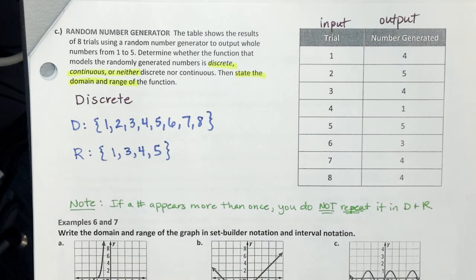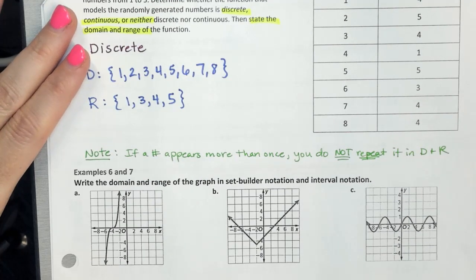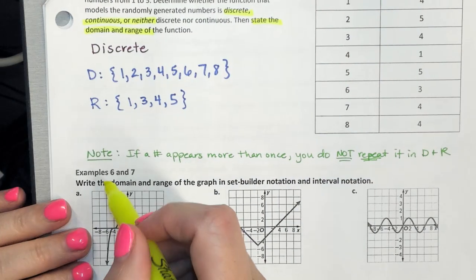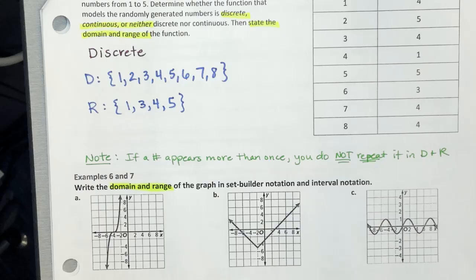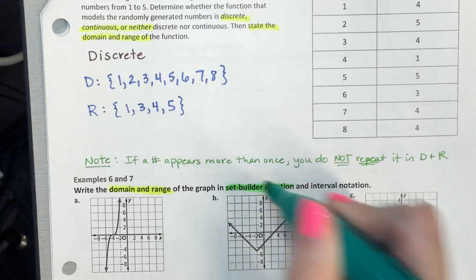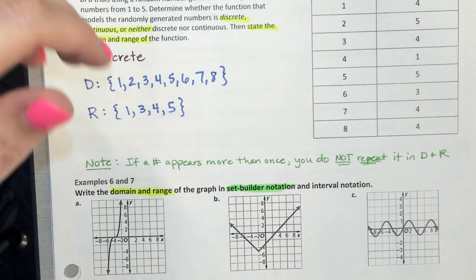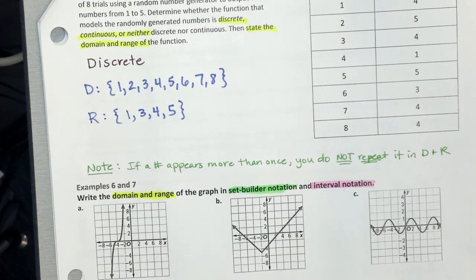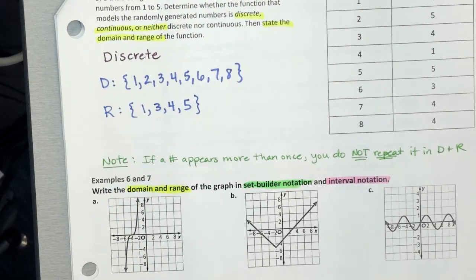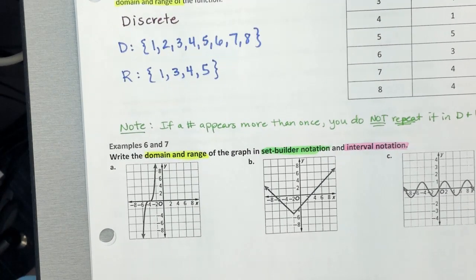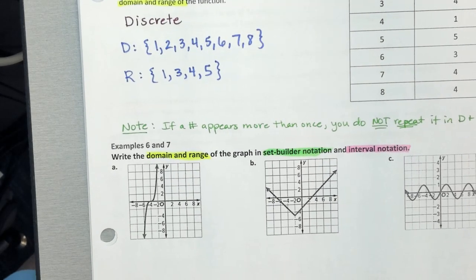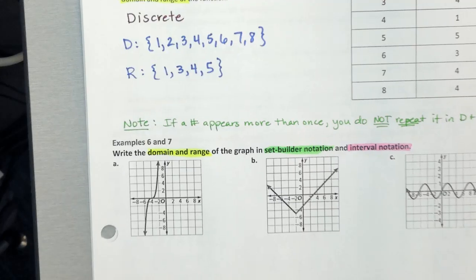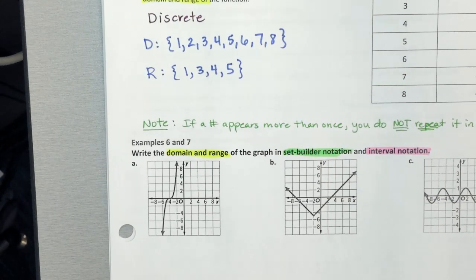Okay. All right, now for examples 6 and 7, we're writing the domain and range in two notations. So we did both of these notations yesterday. We are doing set builder and we are doing interval. So we did set builder in example 1 yesterday. We did interval notation in example 4. Today we're going to write it in both. Okay, so we're going to look at A, B, and C first. Then we have D and E on the bottom here.